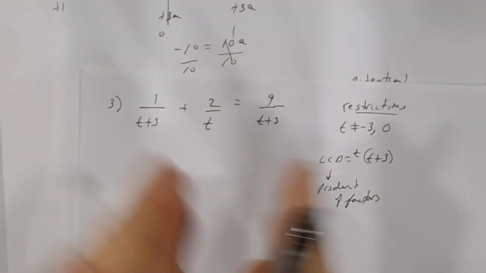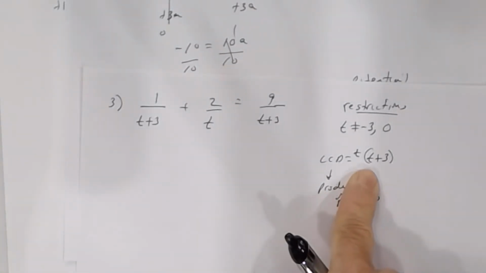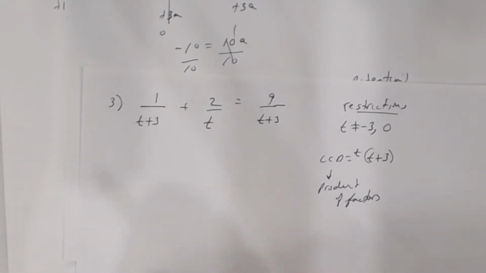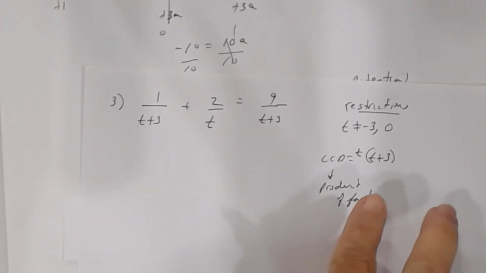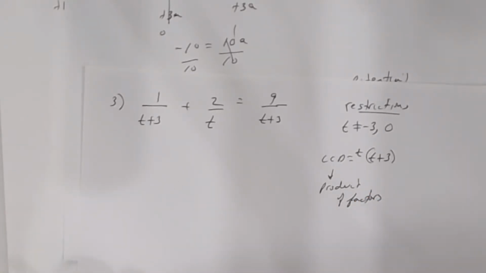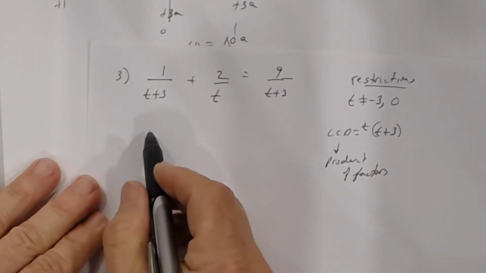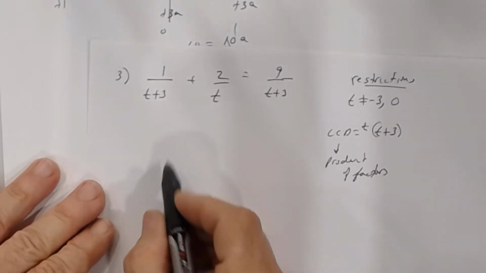Now leave it like this. Don't distribute. Don't say that's t squared plus 3t. It is, but you don't want to write it as t squared plus 3t because you want to reduce at some point. So leave it in factored form. All right, once you find your LCD, what's the next step? Multiply both sides by the LCD.